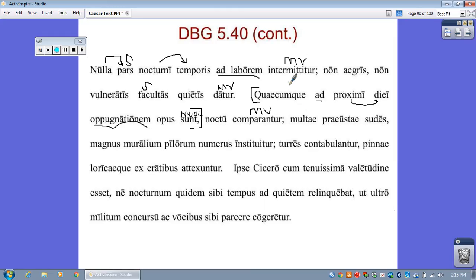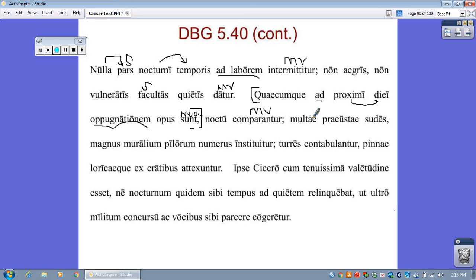So how does this all translate? Whatever things, opus sunt, are needed ad opugnationem, for the attack proximi diei, of the next day, comparantur, are prepared for at night. So whatever things are needed for the attack of the next day are prepared for at night. And then Caesar tells us very specifically what those things are. And here we get a lot of very technical military terminology. It may not make a lot of sense. I'll try and show you guys some pictures next class, and maybe hopefully it will click.